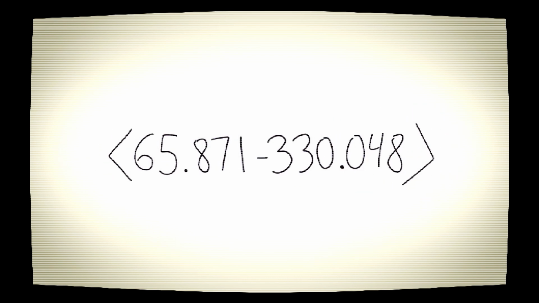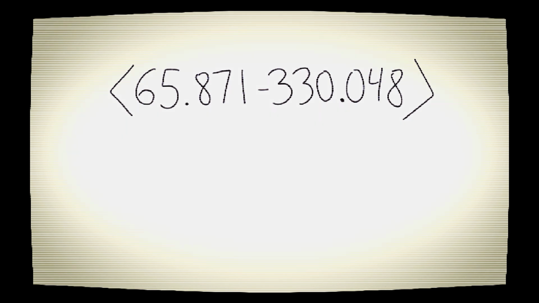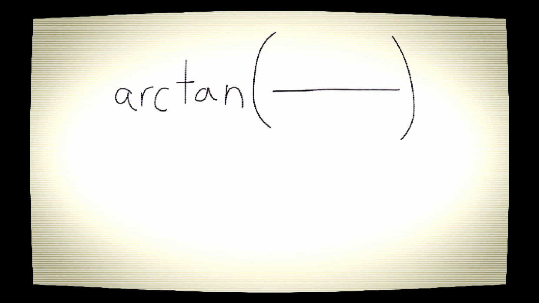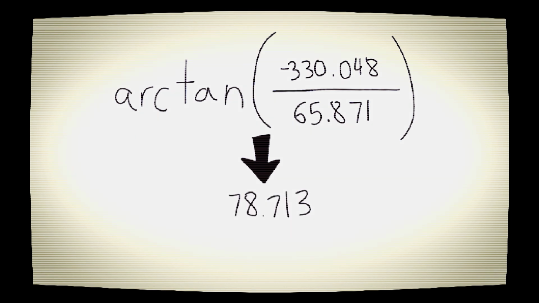Now we got legs here, this triangle can walk now. We use two values of these legs to find the angular direction of the ground speed vector. Arctangent, negative 330.048 over 65.871. That gives us an angle of 78.713.